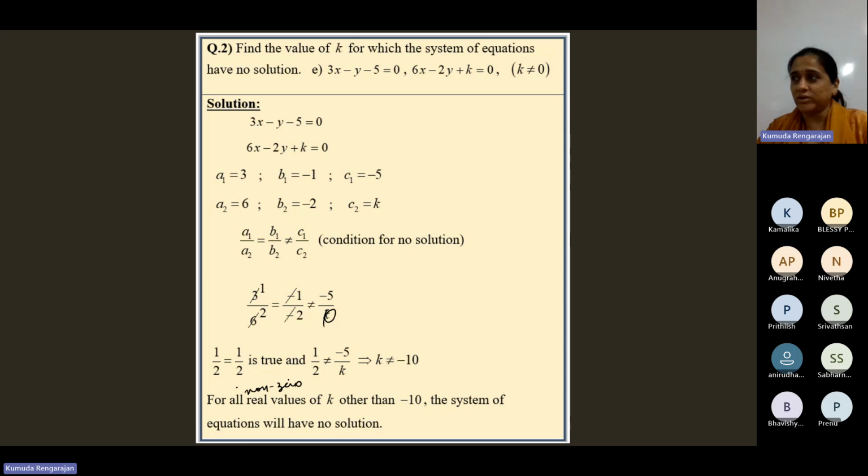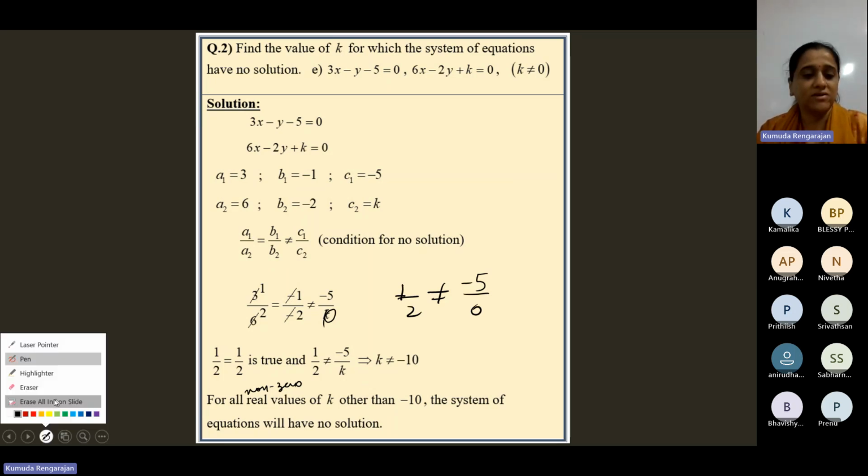See, division by 0 is not defined as one thing. But leave that aside, okay? Is 1 by 2 not equal to minus 5 by 0? Is that true? When k is 0, 1 by 2 is not equal to minus 5 by 0. Is this true? Yes. That's why I didn't write that non-zero.